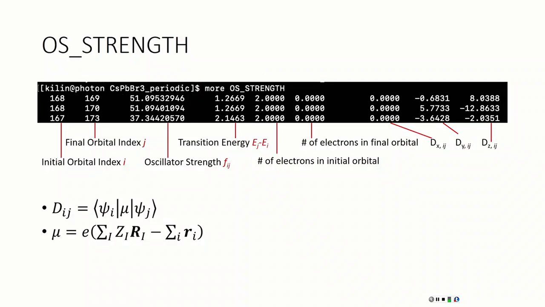So then if we look at the oscillator strength file, it gives us several different columns of information. We have the initial orbital, the final orbital, the oscillator strength, the transition energy, the number of electrons in our initial orbital, the number of electrons in the final orbital, as well as the transition dipole moment. You're describing them by equation. Yes, I have the equation right here. So you can say just the stuff that is described by the equation.